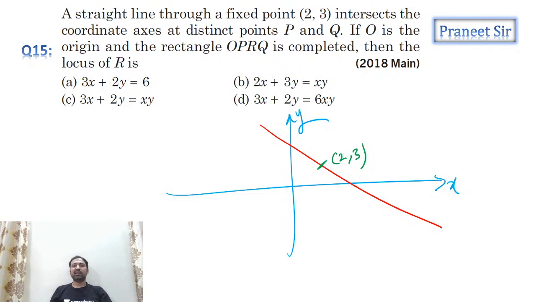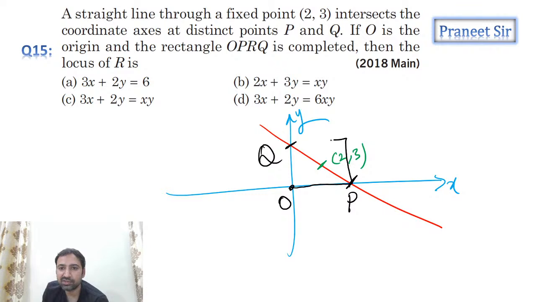Right. So a straight line passes through the fixed point (2, 3) and intersects the coordinate axes at distinct points P and Q. Let's take these points as P and Q, guys. This is P and this is Q. And if O is the origin, okay, this is O, then the rectangle OPRQ is formed. So this particular point is R. Then he is asking for the locus of R.